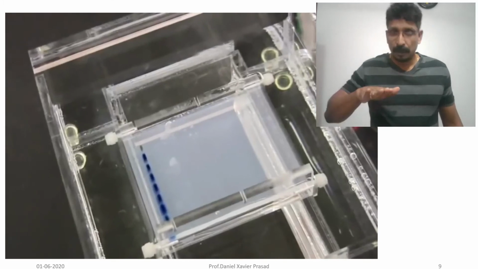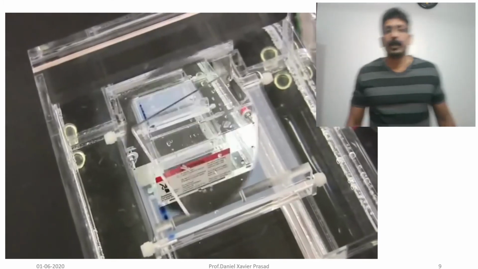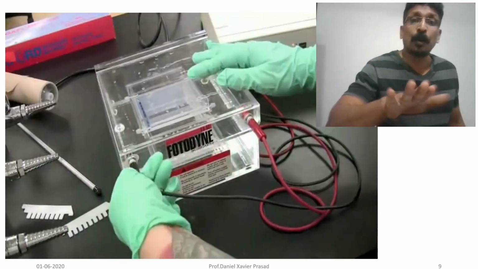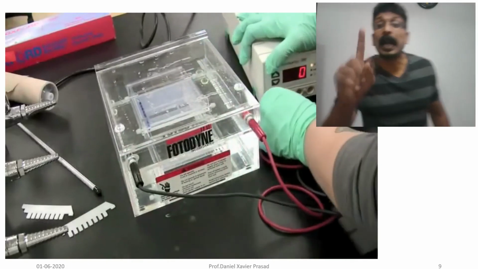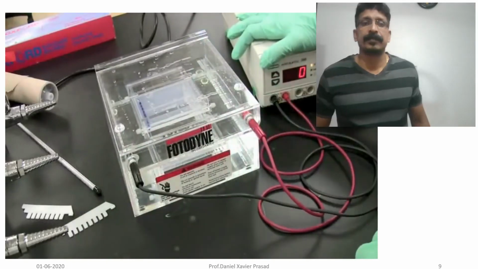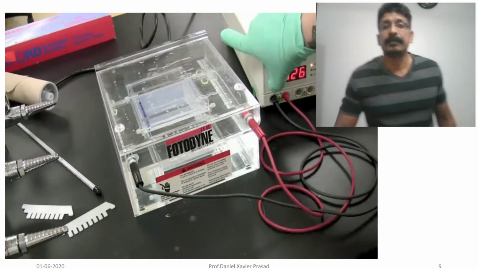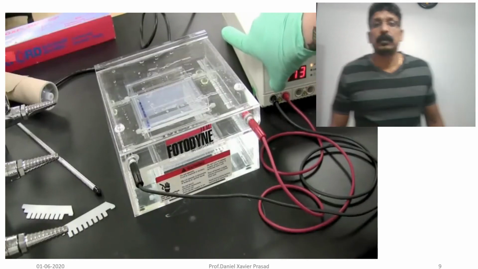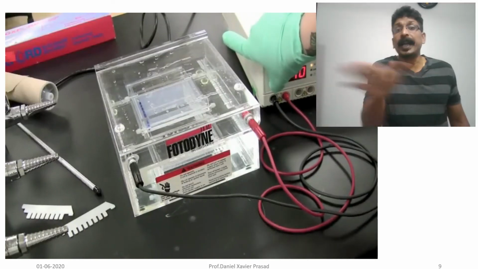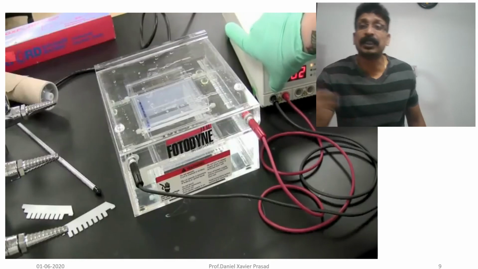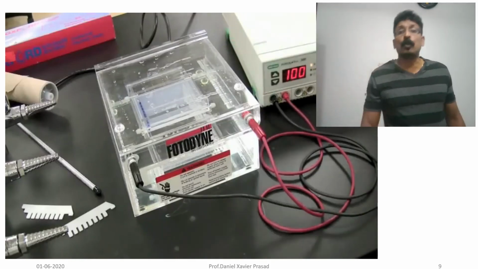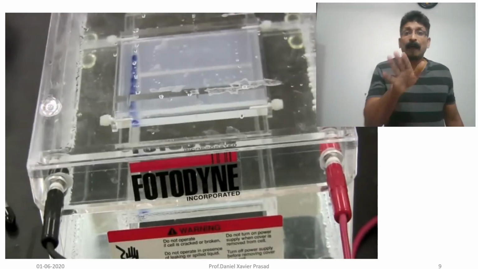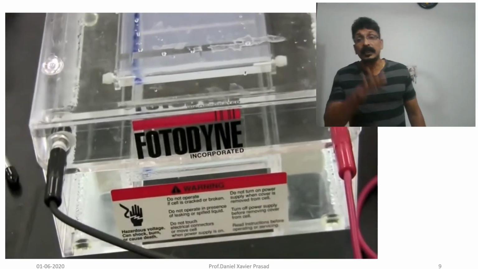Then you have to keep it in the ionic solution. Your work is over. Close it, and keep it at 100 volts for 30 minutes. Electrophoresis is the movement and separation of DNA towards the positive electrode. The red is the positive electrode. The movement towards the positive electrode takes place inside the gel. And after 30 minutes, take out the gel.